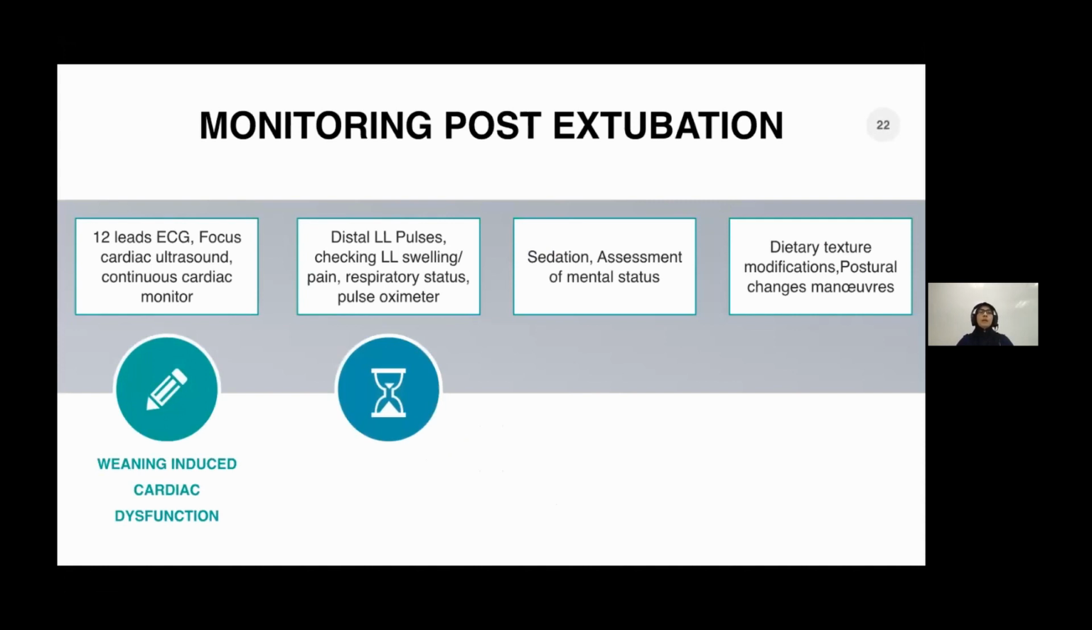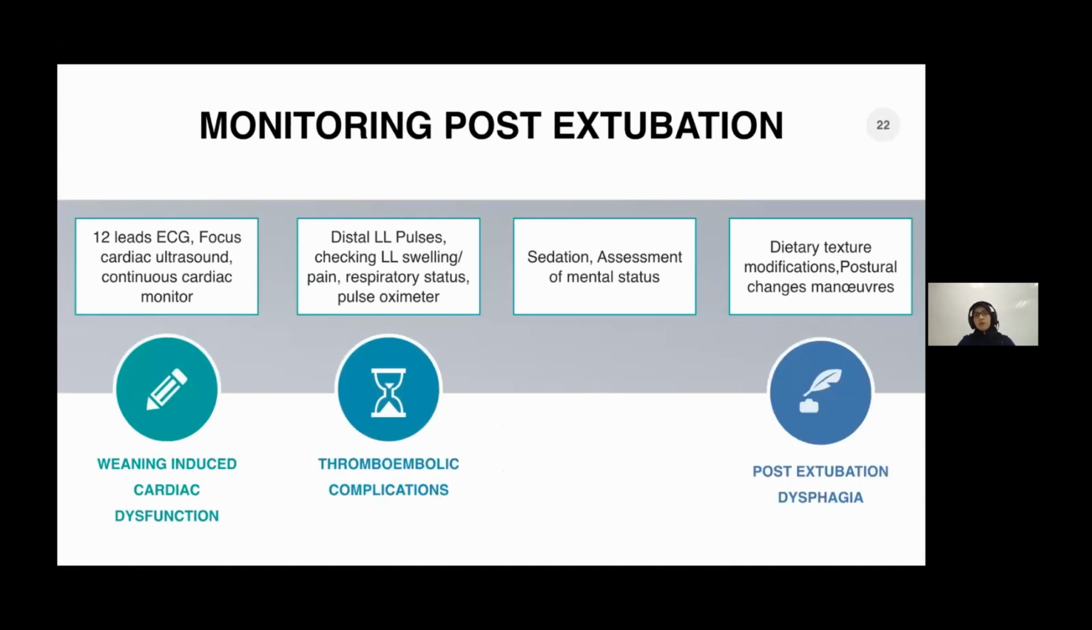How to do the monitoring for post-extubation complications? For weaning-induced cardiac dysfunction, in all patients who went through extubation, you need to perform a 12-lead ECG with continuous cardiac monitoring, and some of you can also perform cardiac ultrasound to have a look at the patient's systolic function.